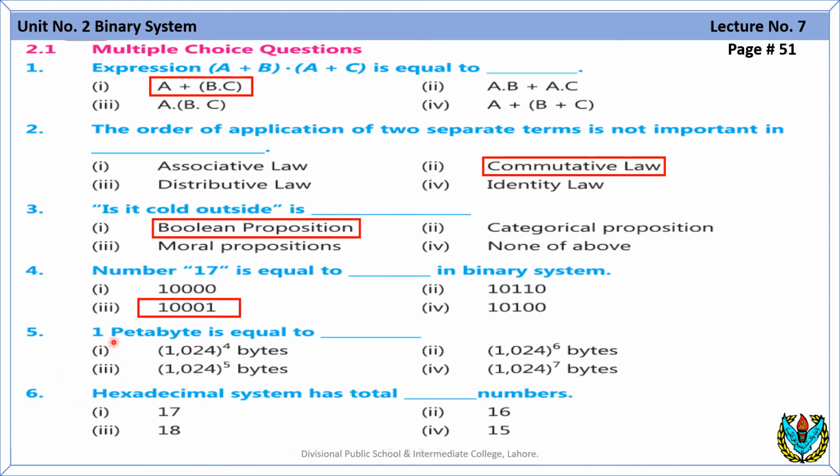Number 5, 1 petabyte is equal to 1024 raised to power 4 bytes, 1024 raised to power 6 bytes, 1024 raised to power 5 bytes, 1024 raised to power 7 bytes. The answer is 1024 raised to power 5 bytes. Number 6. The hexadecimal number system has a total of dash numbers. Number 1, 17; number 2, 16; number 3, 18; and number 4, 15. The answer is 16.